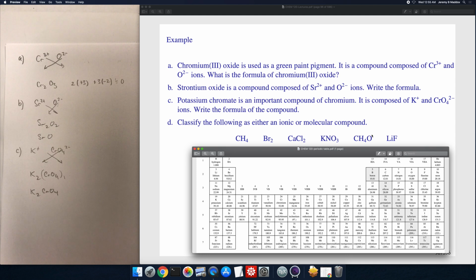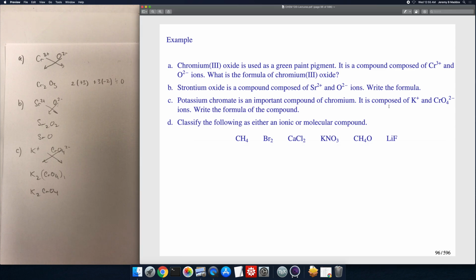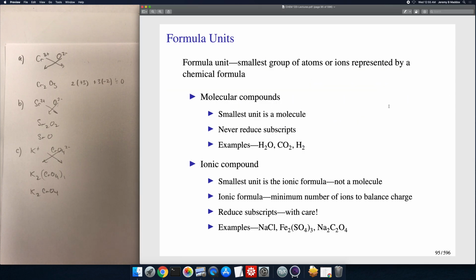Here, CH4O, these are all nonmetals. Okay, so there are no metals. So this is going to be a molecular compound. Lithium fluoride: lithium is a metal, fluorine is a nonmetal. So this is going to be an ionic compound. I think I wanted to go back and do this example here.